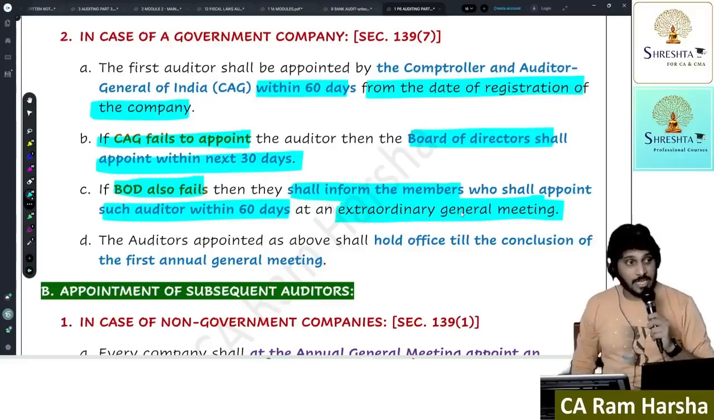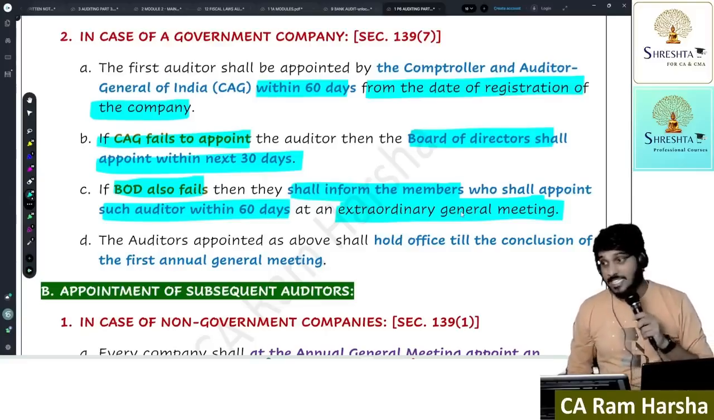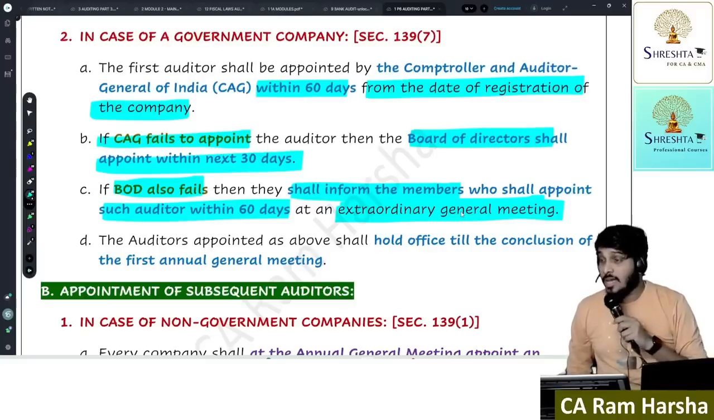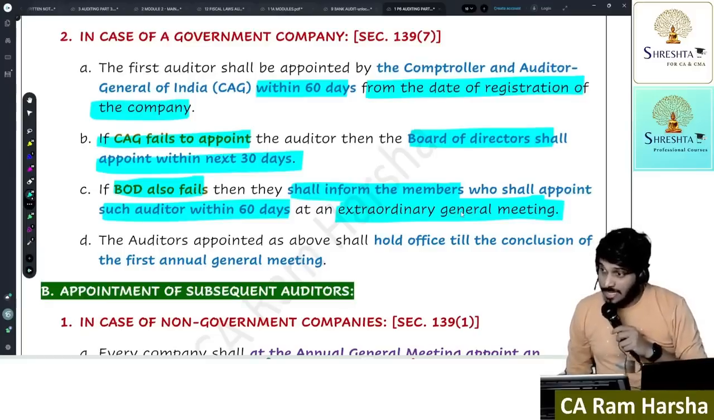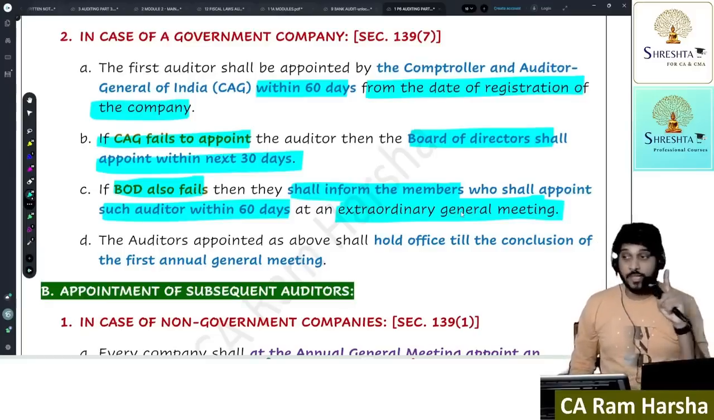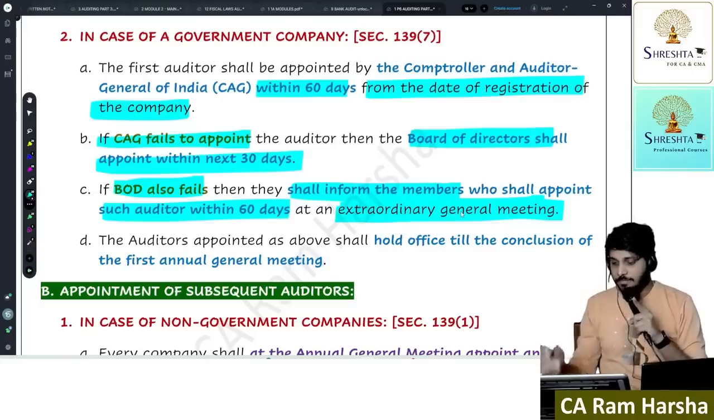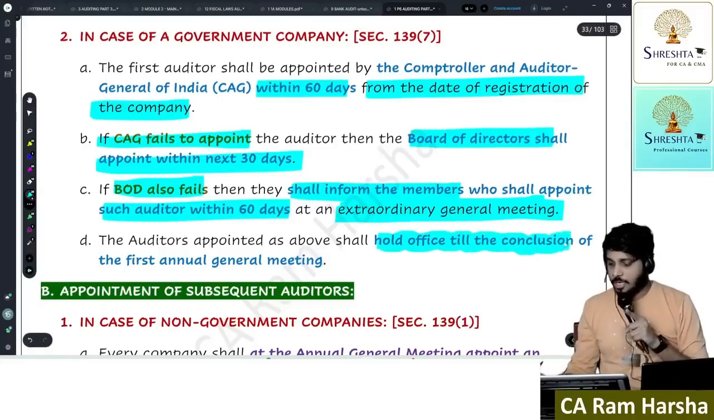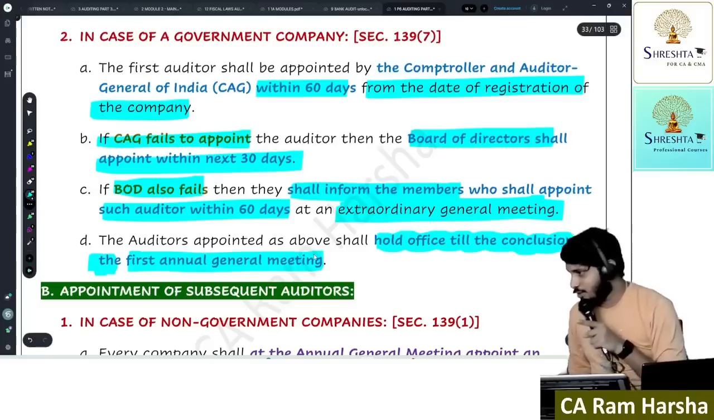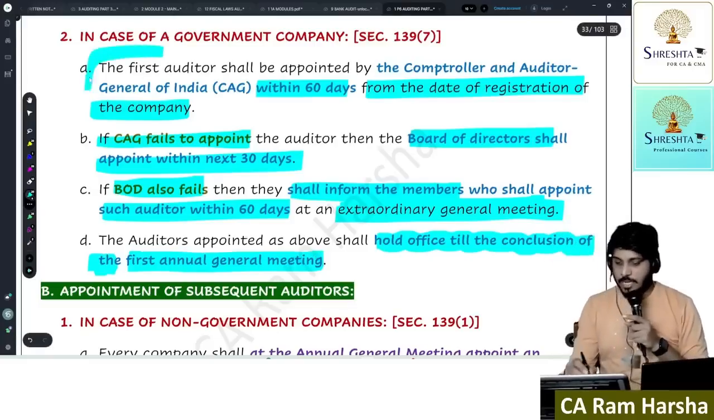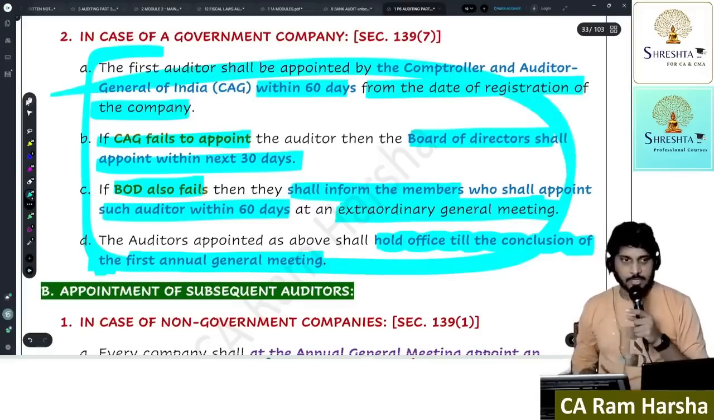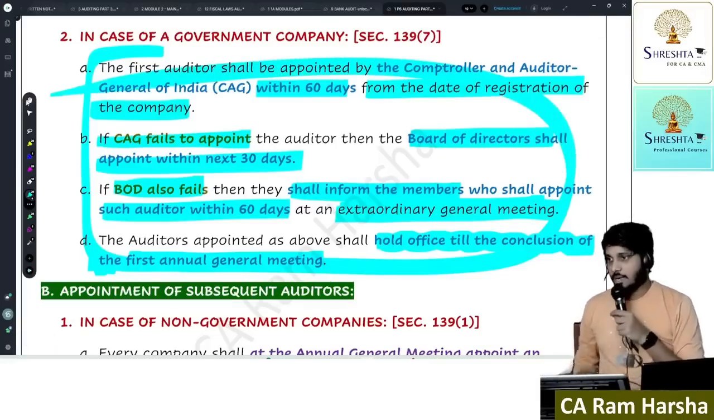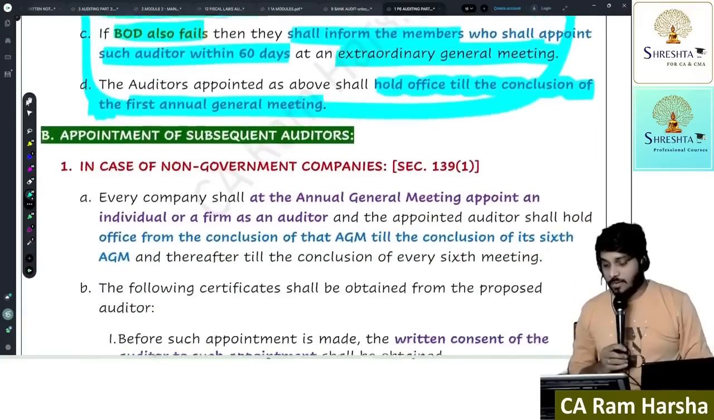Now, if I say the appointment is valid up to the next AGM, it means 10th August. Conclusion of the next AGM means 17th August. What is the provision? Conclusion of the first AGM. So the auditor shall hold office till the conclusion of the first AGM. Able to understand? So whenever a question is asked on this practical question, you should write the provision fully like this.